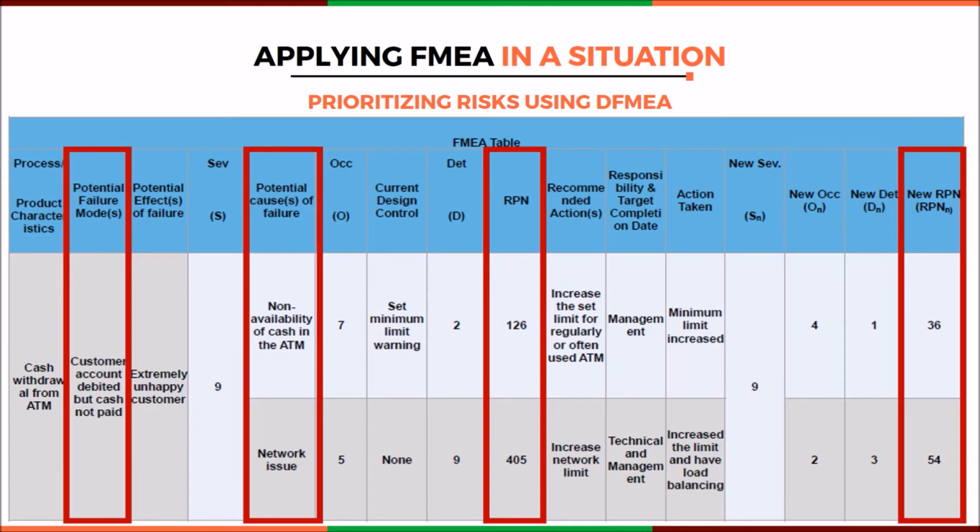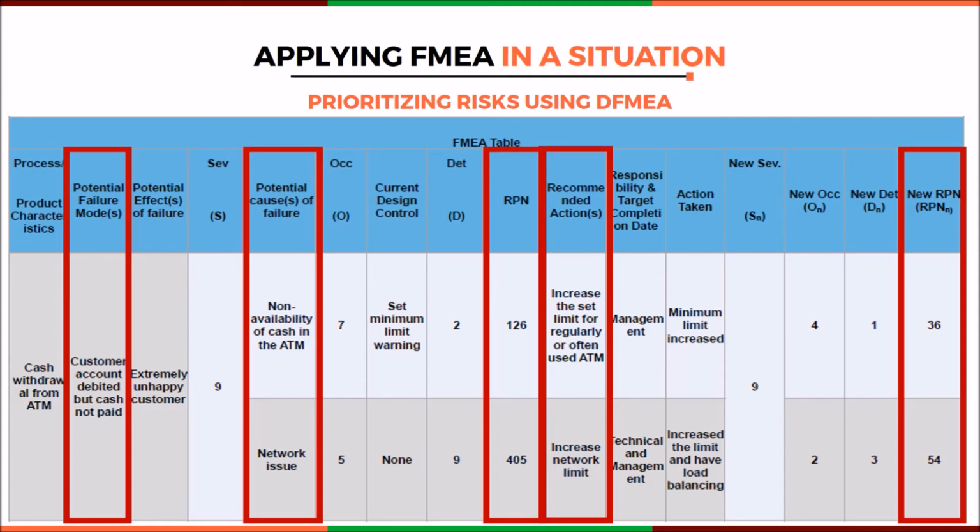Multiplying the severity, occurrence, and detectability ratings provides RPN values of 126, that is 9 times 7 times 2, and 405, that is 9 times 5 times 9, for the cause of non-availability of cash in the ATM and network issues respectively. The higher RPN values will be prioritized for action. Recommended actions such as increasing the replenish or set limit for regularly used ATMs and increase the network limit in this example are identified and implemented.